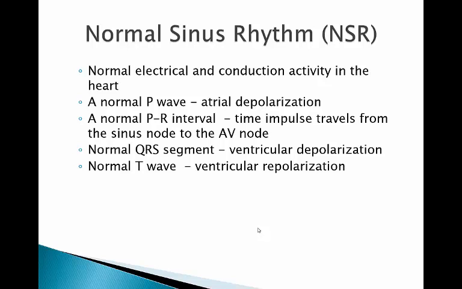This is the podcast for basic ECG interpretation part 2. In this podcast, we're going to discuss the normal rhythms: normal sinus rhythm, sinus bradycardia, and sinus tachycardia. So I guess maybe I should say that we're going to discuss the sinus rhythms: normal, fast, and slow.